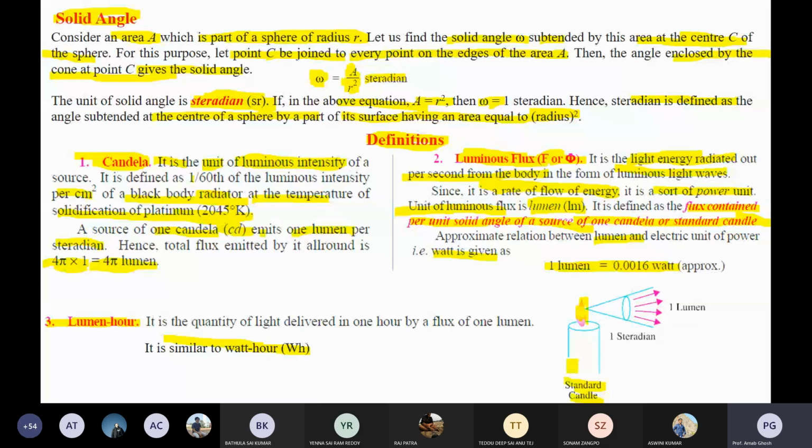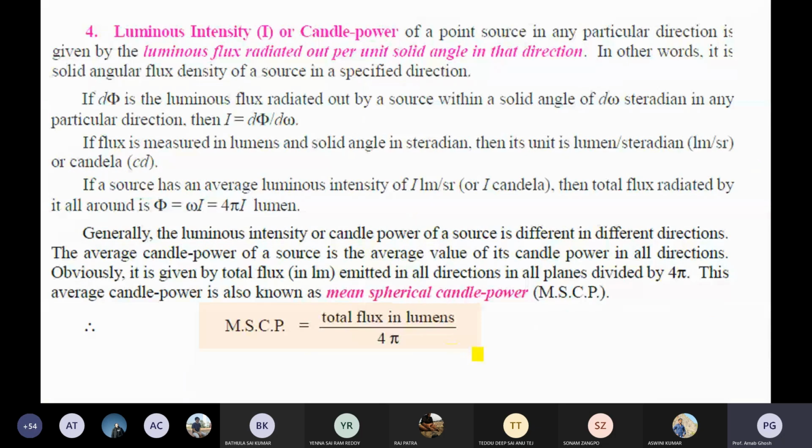Okay, so the next important unit is your luminous intensity. So what is the definition of the luminous intensity? It is also known as the candle power, defined as I. I is your luminous intensity. The luminous intensity of a point source in any particular direction is given by the luminous flux radiated per unit solid angle in that direction.